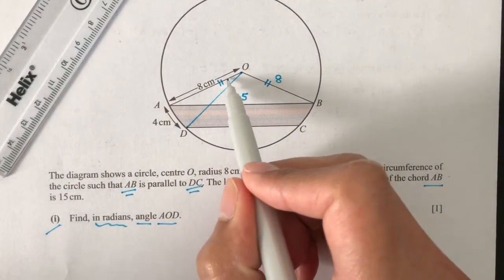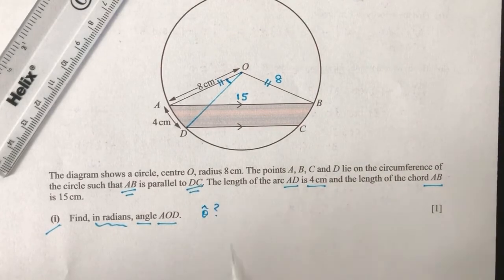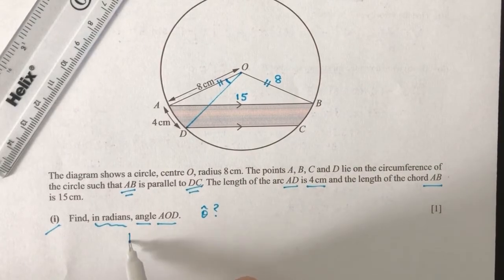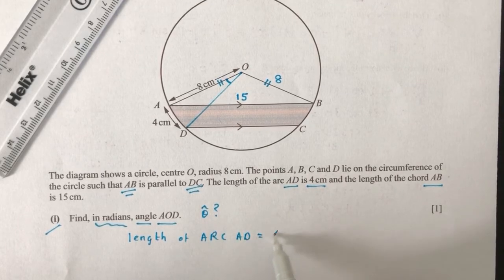So they're looking for this angle. Let's call it angle theta, right? So how do you find theta? You have to use this length. So we say the length of arc AD is given to us as 4 centimeters.